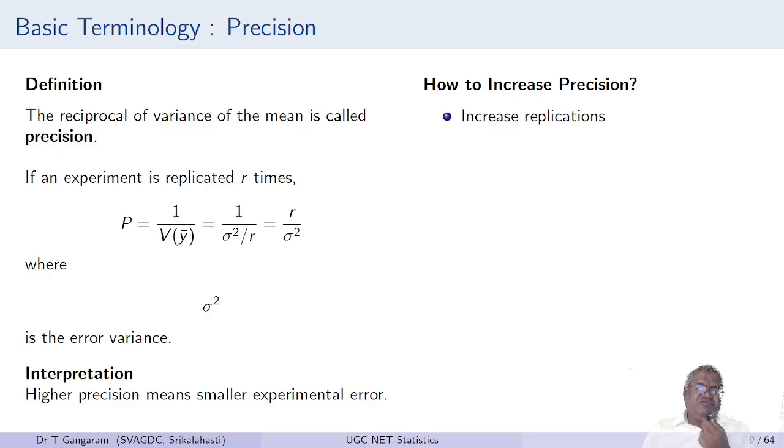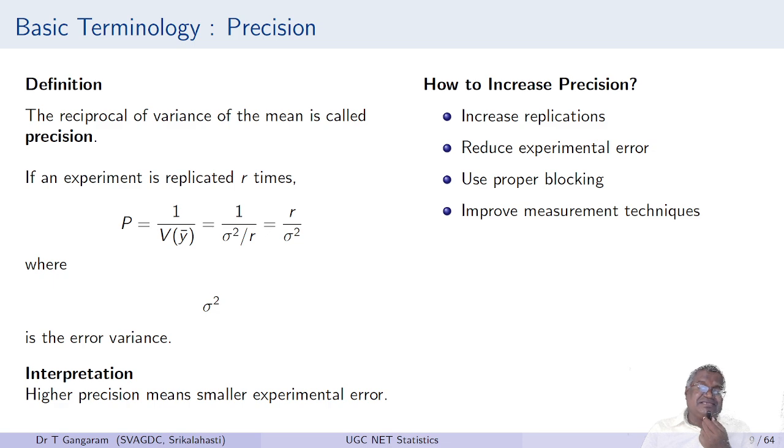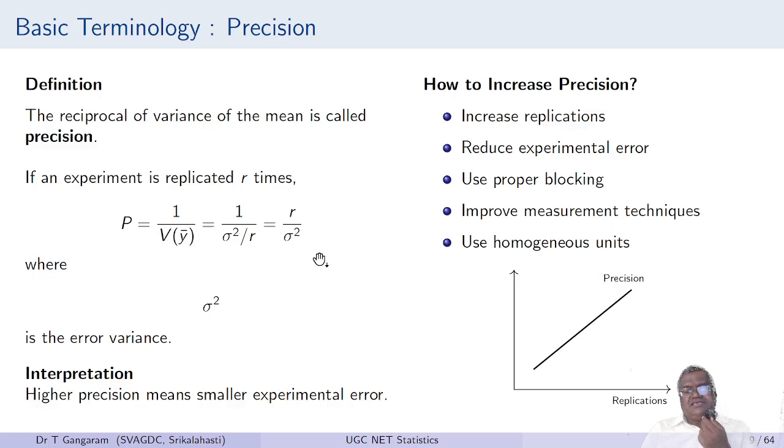To increase precision, we need to increase replications, which leads to cost. To increase the precision, we must reduce experimental error by using more replications. Use proper blocking. Blocking also increases precision. Improve measurement techniques, use homogeneous units. If we increase replications, precision must increase.